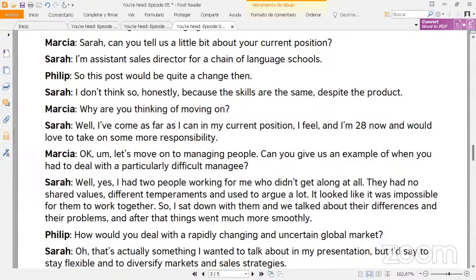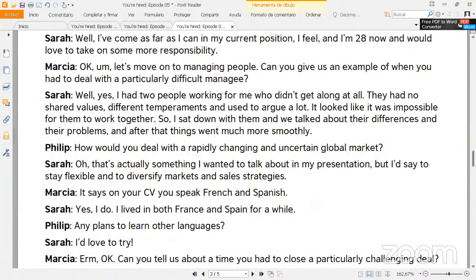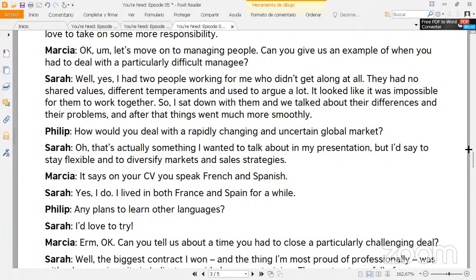Can you give us an example of when you had to deal with a particularly difficult manager? Yes, I had two people working for me who didn't get along at all. They had no shared values, different temperaments, and used to argue a lot. It looked like it was impossible for them to work together, so I sat down with them and we talked about their differences and their problems, and after that things went much more smoothly.